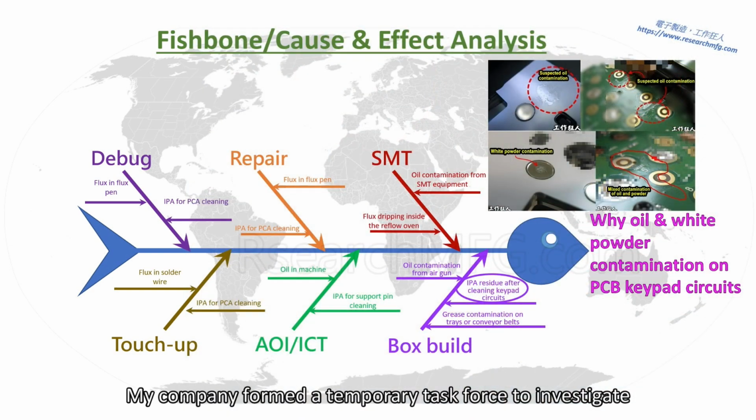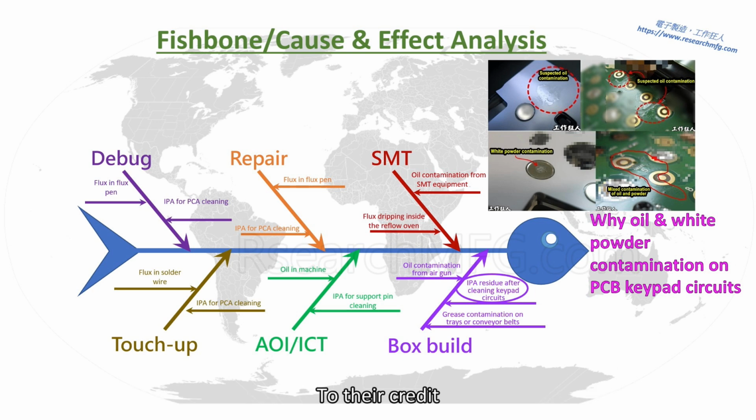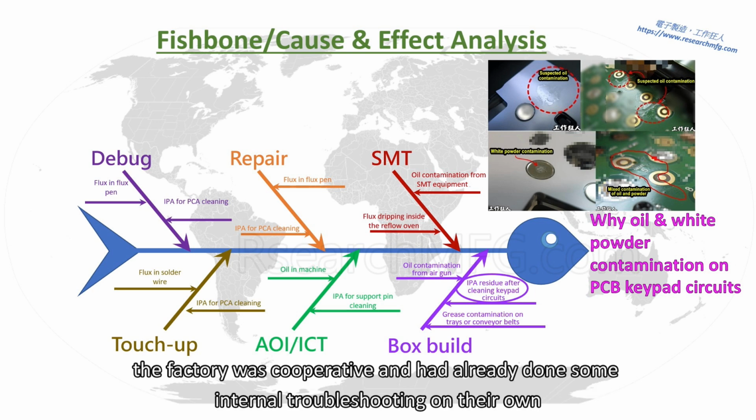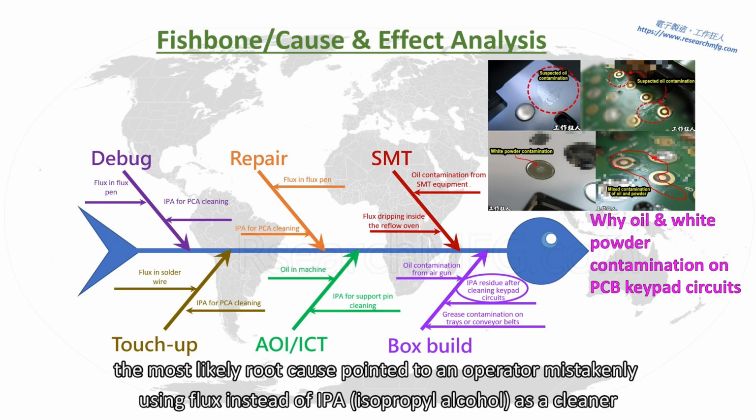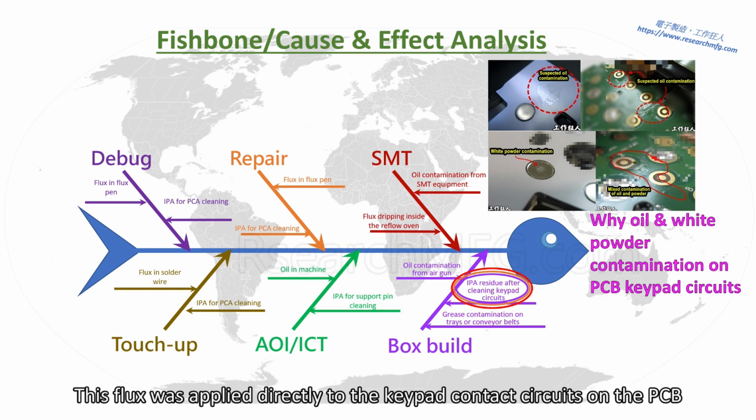My company formed a temporary task force to investigate, even sending engineers to the contract manufacturer's factory. To their credit, the factory was cooperative and had already done some internal troubleshooting on their own. After a detailed investigation and summarizing findings with a cause and effect diagram, the most likely root cause pointed to an operator mistakenly using flux instead of IPA, isopropyl alcohol, as a cleaner. This flux was applied directly to the keypad contact circuits on the PCB.